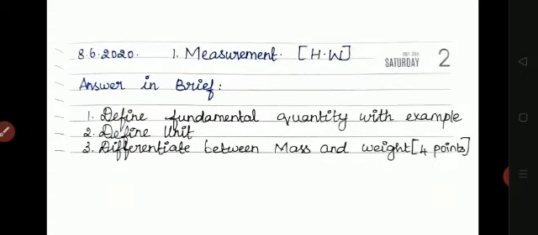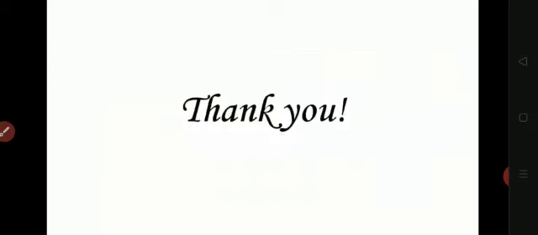For today, this is your homework: define fundamental quantity with an example, define unit, and differentiate between mass and weight. You can write any 4 points. In the next class we will discuss the measuring instruments, that is the vernier caliper and screw gauge. Thank you.